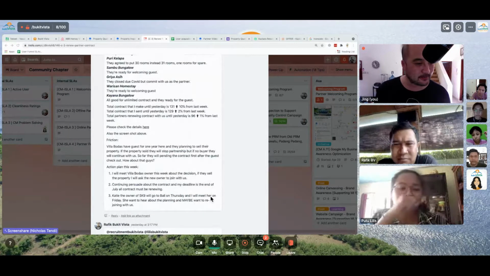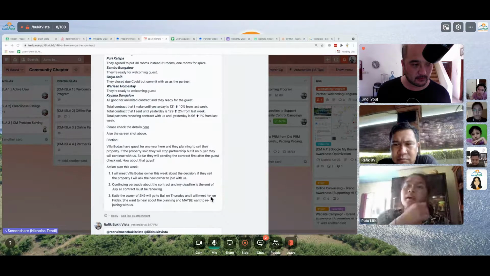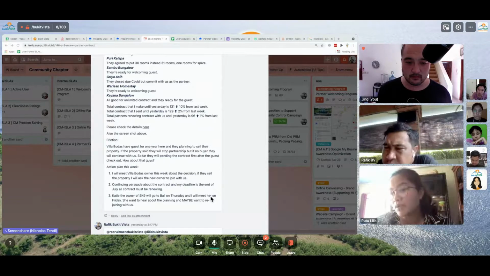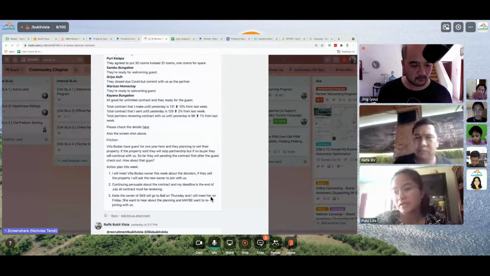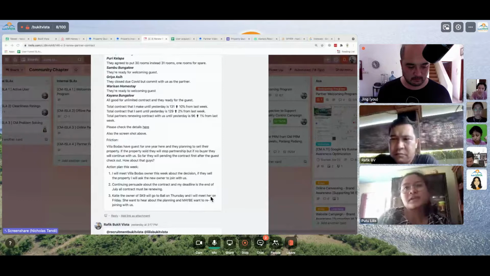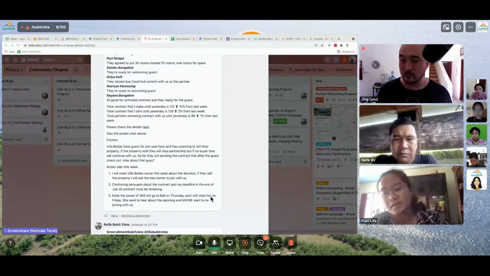Actually, for the case of Villa Boras, I would agree with Asa. I'm not really sure where the capital is coming from. If it comes from debt, it would be reasonable if they want to sell it. But if it's a free investment, with no debt inside it, perhaps we can still persuade them to stay by explaining our strategy for promoting the villa. And if it is actually sold later on, I would agree with Tandy to approach the new owner.